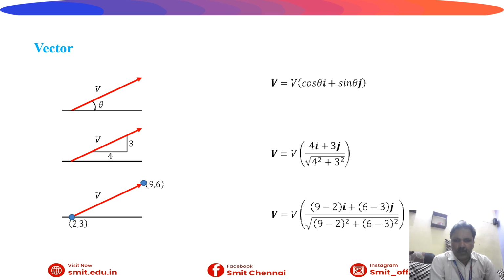Then what is this method? You have the two endpoints. For example, here we can take x1, y1 and on that side x2, y2. So x2 minus x1, that is 9 minus 2, is the i component, plus 6 minus 3, that is the y component, which we take as j. Then take the square root. What is the denominator? Just square the values, add them, and finally take the square root. You will get the answer.